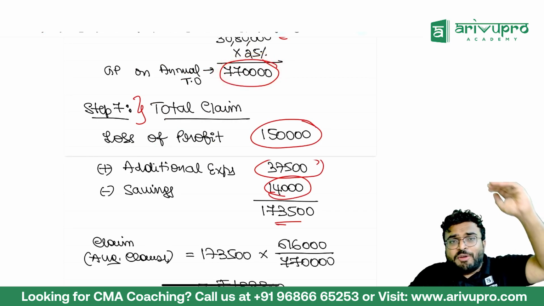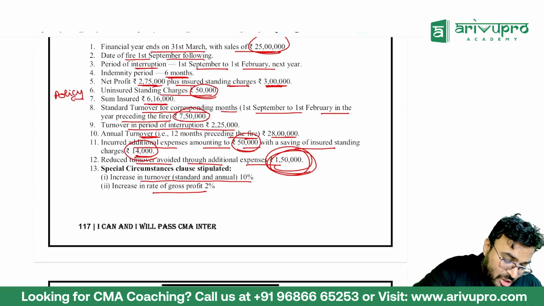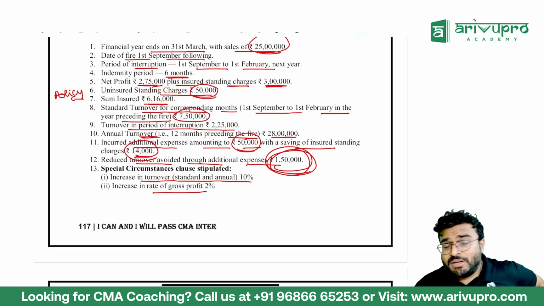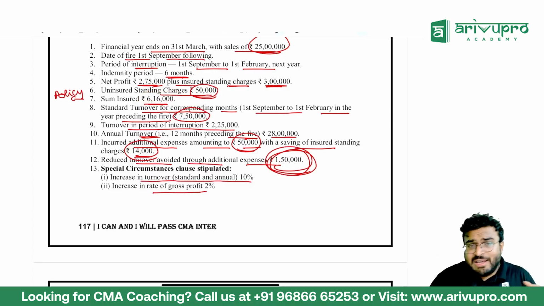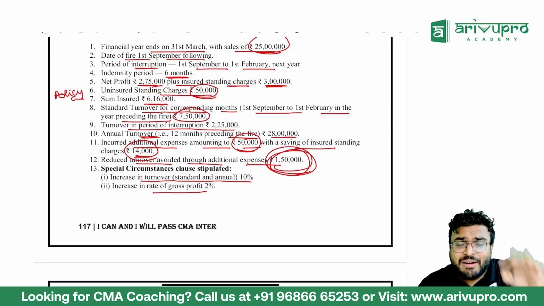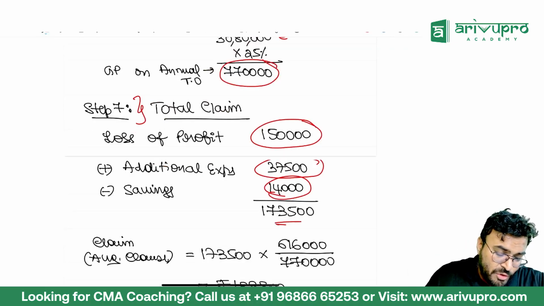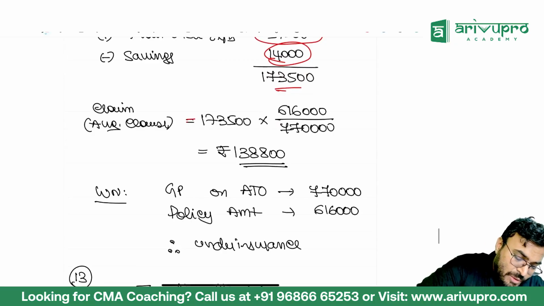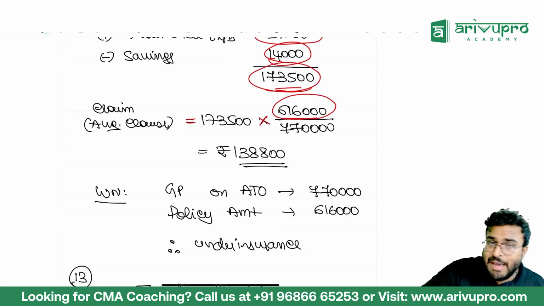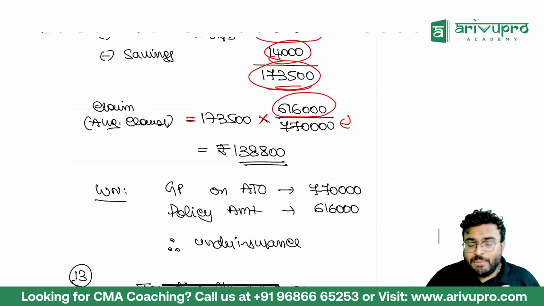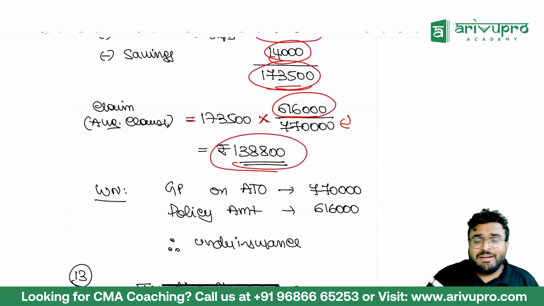Gross profit on annual turnover was 770, but your policy is only 6,16,000. That means you have taken a policy for a lesser amount, which makes it under insurance. When under insurance is there, you have to use the formula: claim is equal to loss of profit into policy amount divided by gross profit on annual turnover. You will get a claim of only 1,38,800.